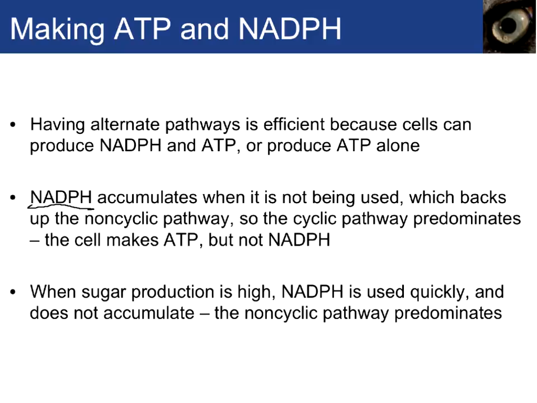So when sugar production is high, NADPH is usually used quickly and converted back into NADP+. And so therefore it does not accumulate. So in this case, where sugar production is high, the non-cyclic pathway would predominate. And so the organism can switch back and forth between the two processes depending on the condition. And so in more evolved organisms, you're going to have both the cyclic pathway and non-cyclic pathway in the same plant. So it looks like, Justin, you have a question?